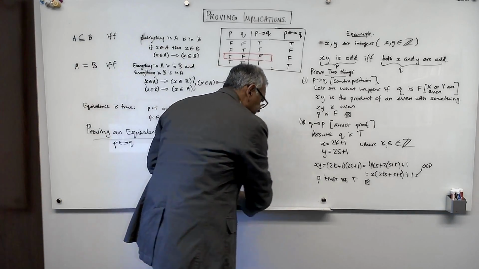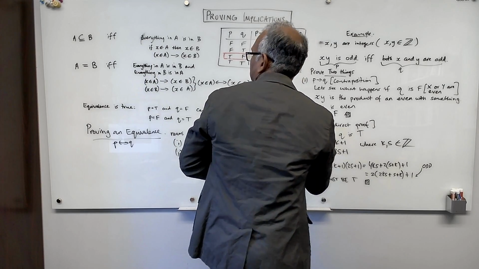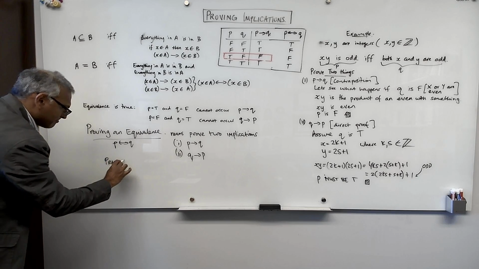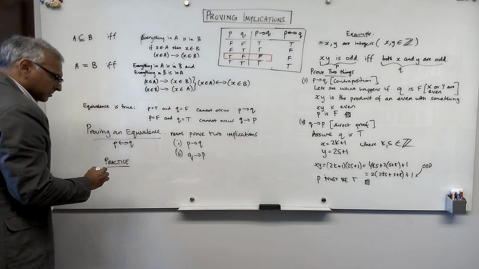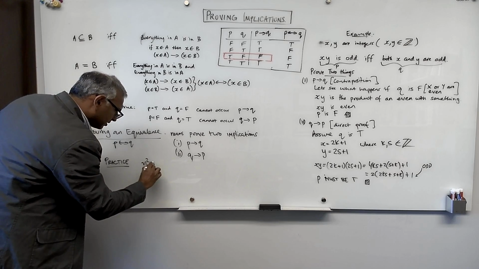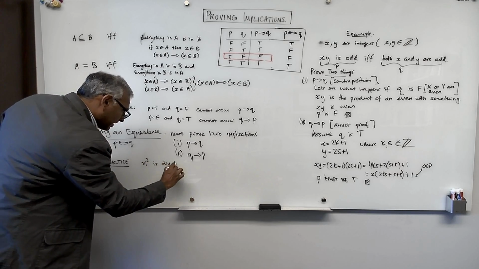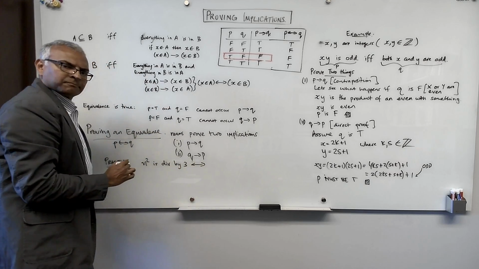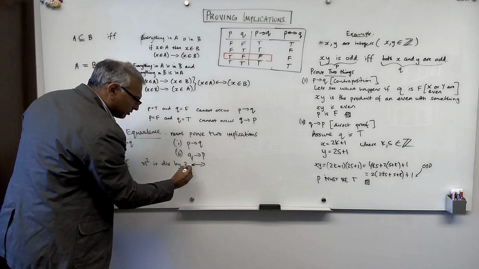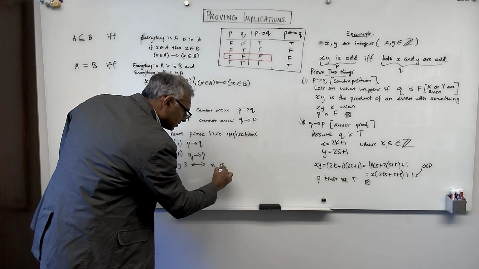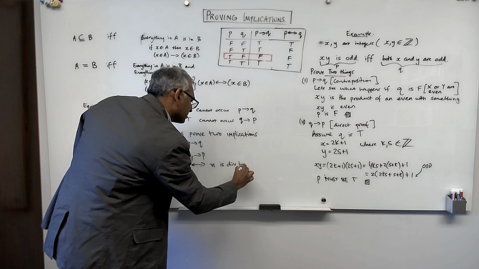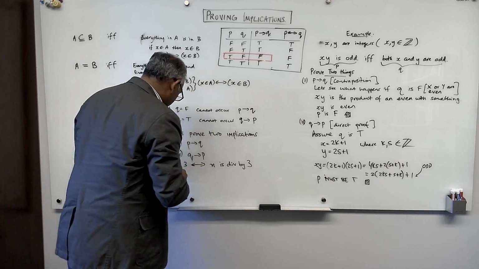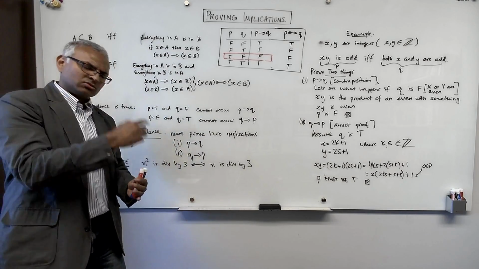Now, practice. Let me give you a practice. Prove that n squared is divisible by 3 if and only if, okay, so it's an equivalence, if and only if n is divisible by 3. I will have to think, how do I prove each of the two implications that I need to prove? If you're having difficulty, look in the text.